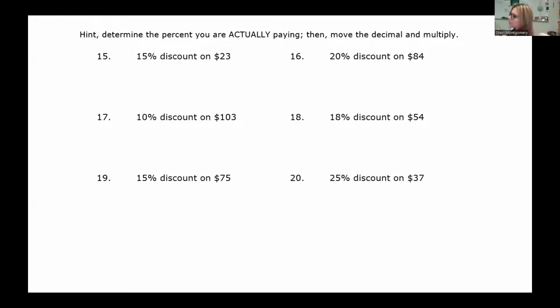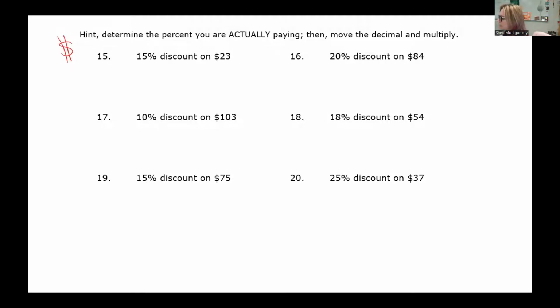All right, now we're gonna flip over to the back. The back is where we really struggle, so I'm glad we just reset our minds. We're ready to learn. It says hint: determine the percent you're actually paying, then move the decimal and multiply. So what we're doing is it says 15% discount on $23. This is also money, so you need to make sure that you put a dollar sign.